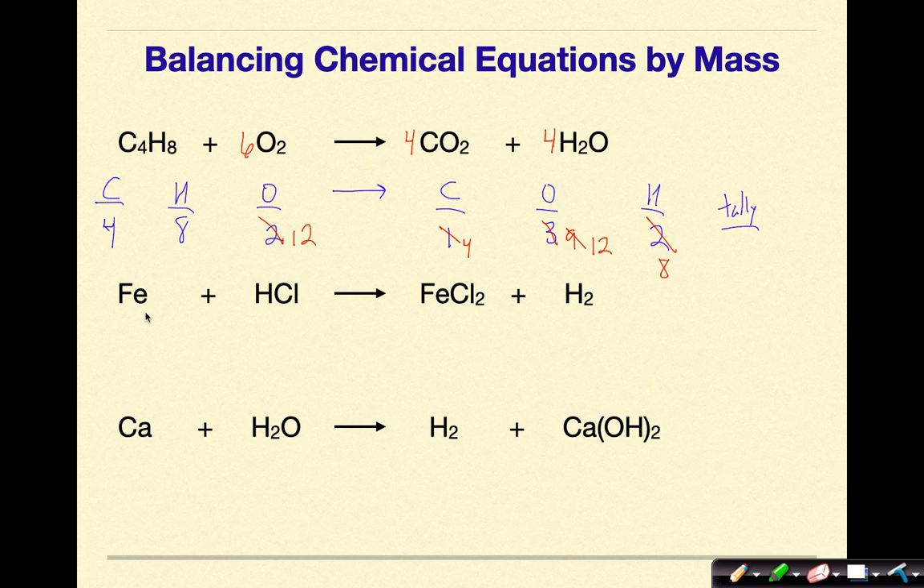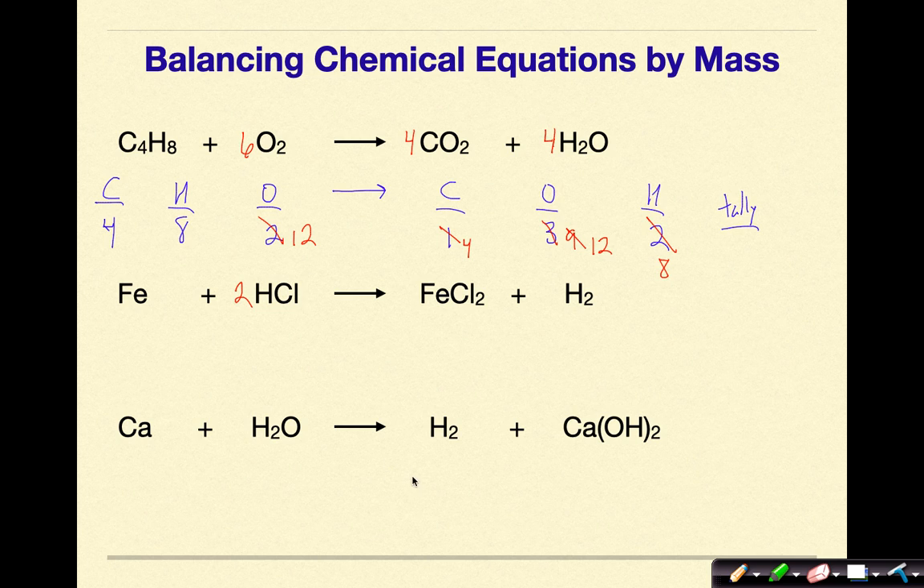Let's look at this problem. Iron plus HCl produces FeCl2 and hydrogen. Let's balance this equation by inspection. 2 hydrogens on the right, 1 hydrogen on the left. Let's put a 2 here. That balances the hydrogens, and it also balances the chlorines. We have 2 chlorines on the left and 2 chlorines on the right. 1 iron on the left, 1 iron on the right. 1 to 2 to 1 to 1 is the lowest numbered ratio of coefficients.